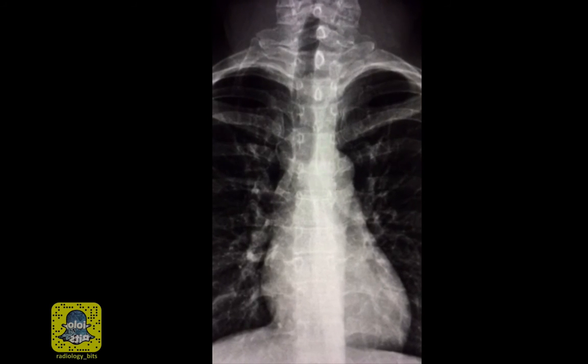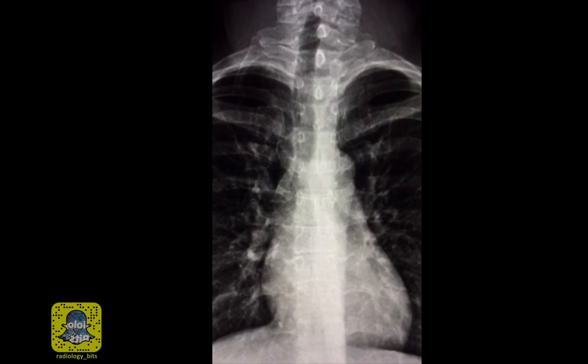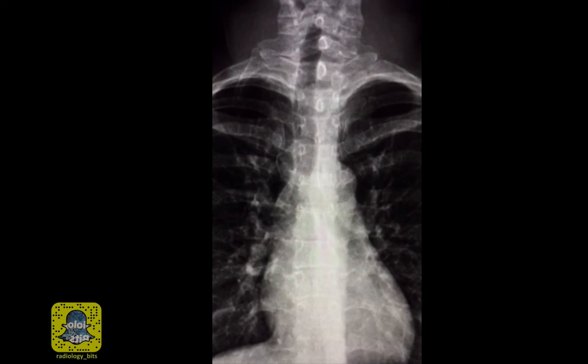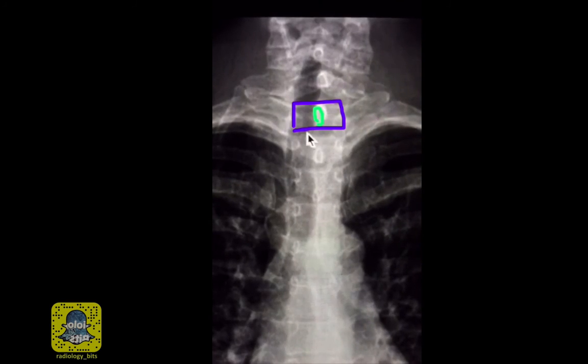If you don't have a search pattern, even if you're a senior resident, you might miss a cervical rib, which sometimes, as we said, may be important. One of the things that may differentiate between a cervical rib and a normal first rib is the adjacent transverse process. To understand that, let's look here.